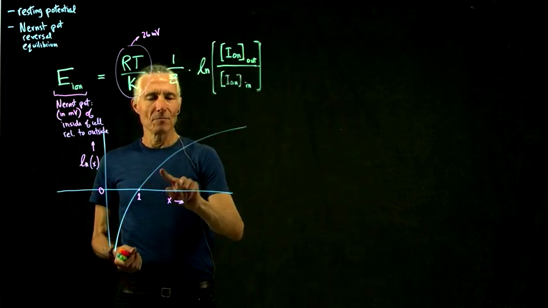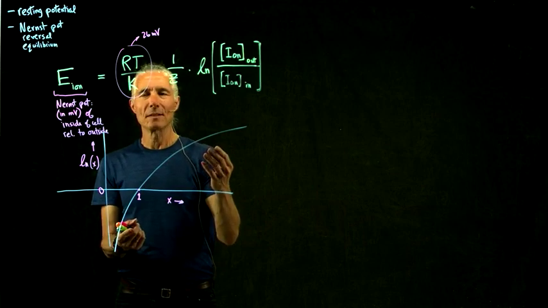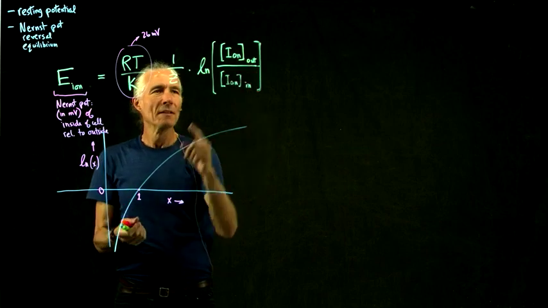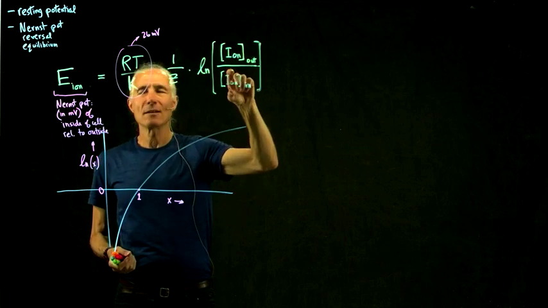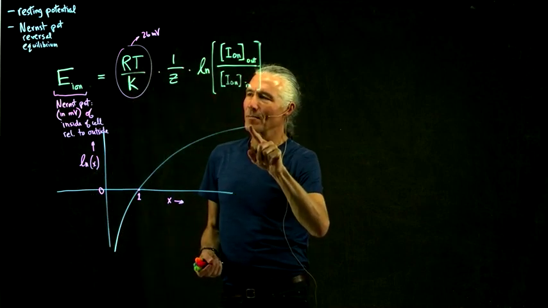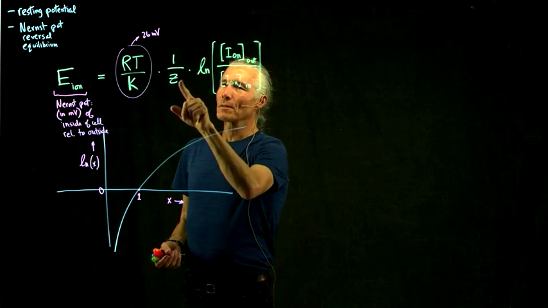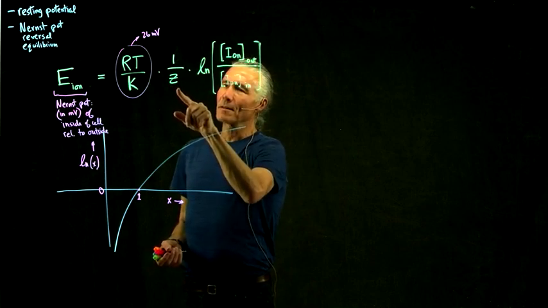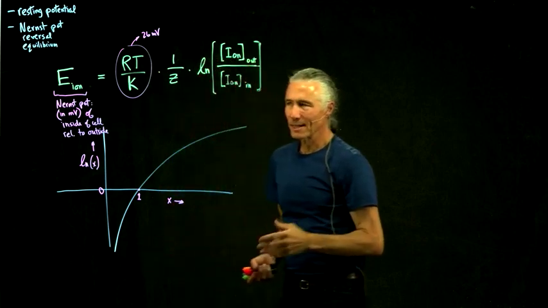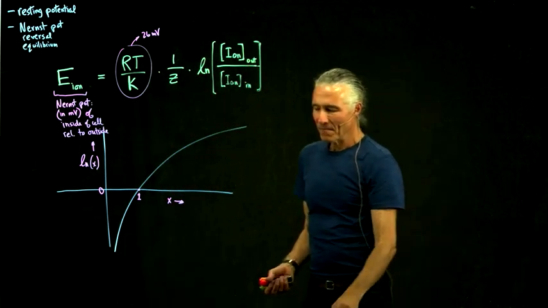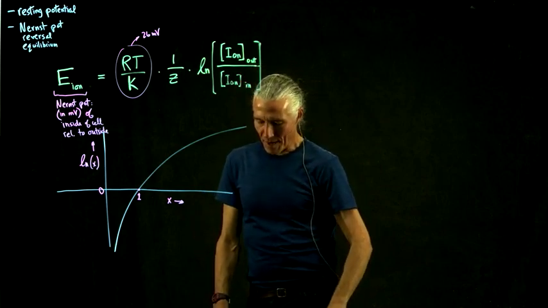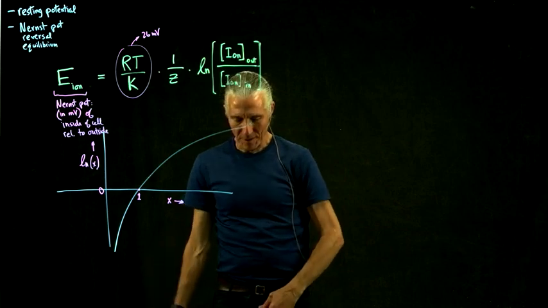And this is the curve that describes what the potential is going to be. So if you had 10 times as much in here as out here, you'd go out to 10, figure out what this number was, multiply it by 1 over the charge, multiply it by 26, and then you get your answer. So that's how you could calculate for any single ion distribution what the membrane potential would be.